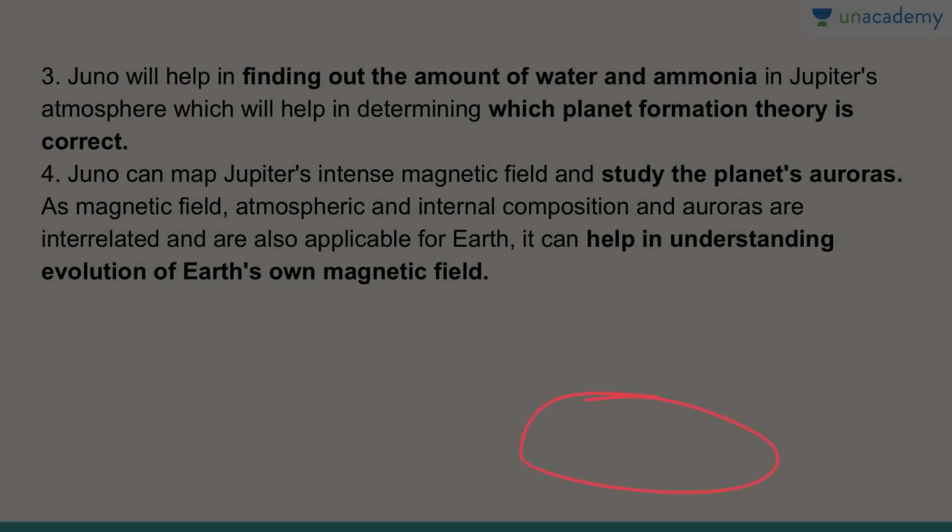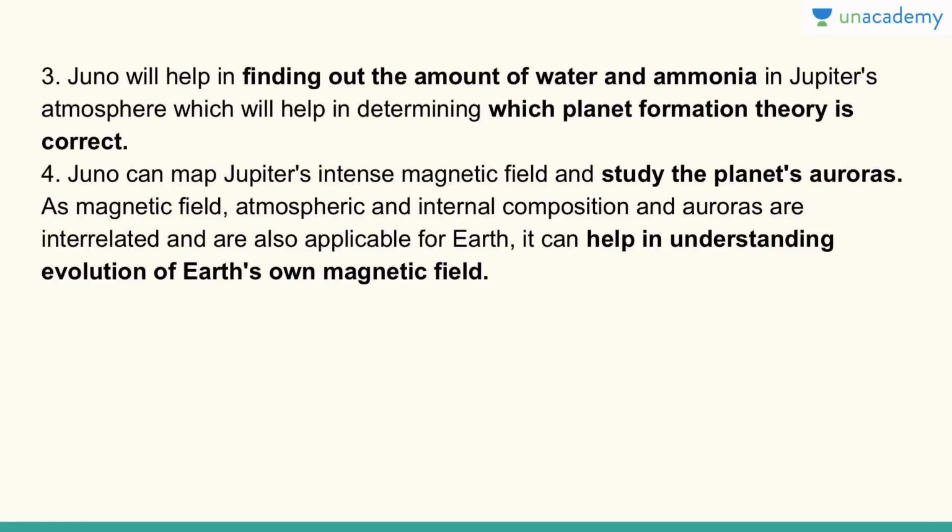Then Juno will also help in finding out the amount of water and ammonia in Jupiter's atmosphere, which will help in determining which planet formation theory is correct. So it is going there to find out the water and ammonia in Jupiter's atmosphere. And finally, Juno can map Jupiter's intense magnetic field, and it will study the planet's auroras.